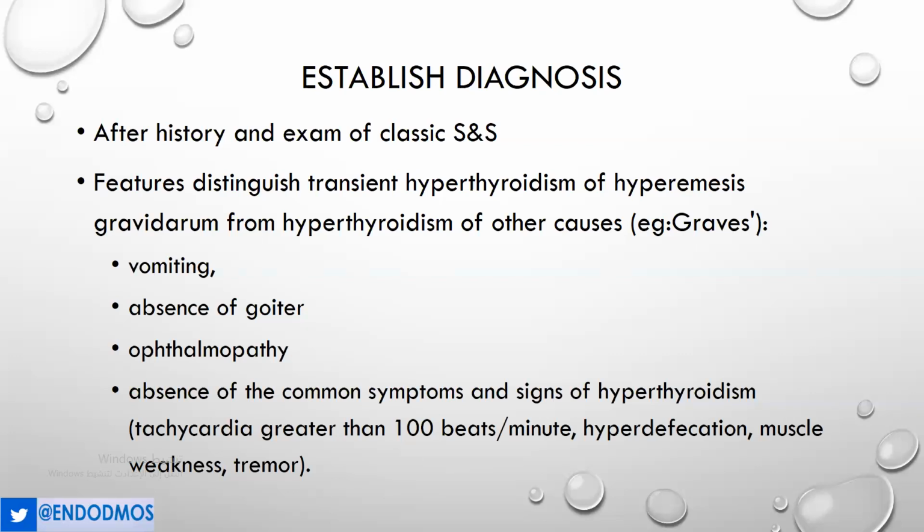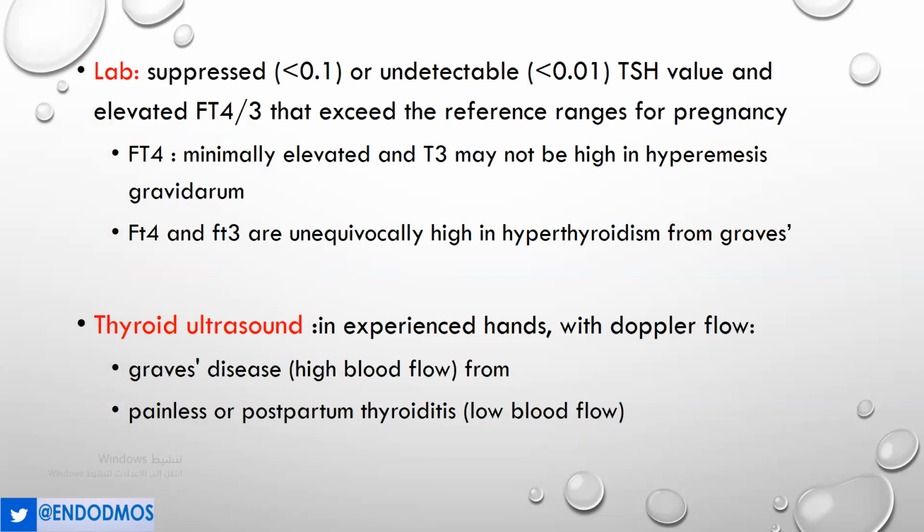Features that distinguish transient hyperthyroidism of hyperemesis gravidarum from hyperthyroidism of other causes like Graves include vomiting, absence of goiter, absence of ophthalmopathy, and absence of other common symptoms and signs of hyperthyroidism: tachycardia greater than 100, hyperdefecation, and muscle tremor. Labs: usually we have suppressed TSH less than 0.1, or undetectable, less than 0.01, and high FT4 and T3 that exceed the reference range of pregnancy. FT4 is minimally elevated and T3 may not be high in hyperemesis gravidarum. FT4 and FT3 are unequivocally high in hyperthyroidism from Graves.